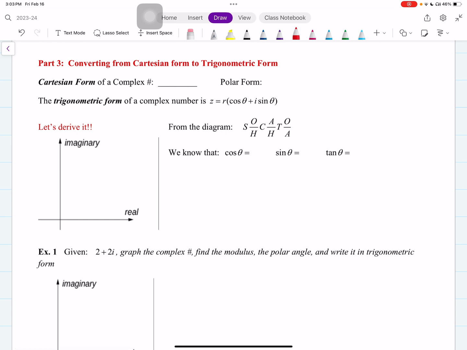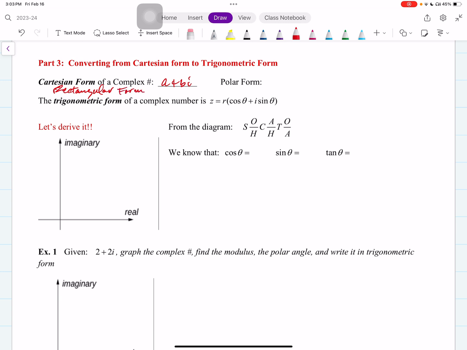We're going to convert your Cartesian form of a complex number, which is a plus bi. We also call that rectangular form, depending on how you were taught. It's called either rectangular form or Cartesian form.